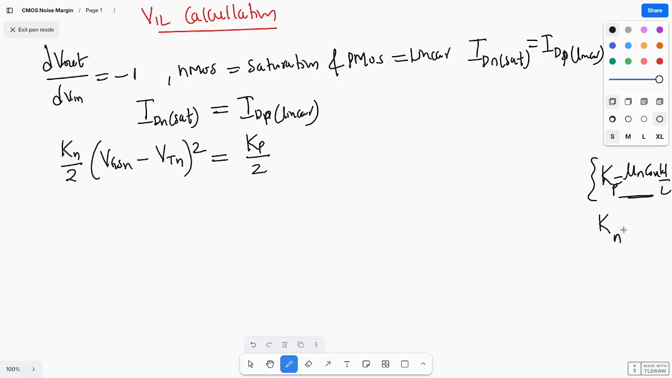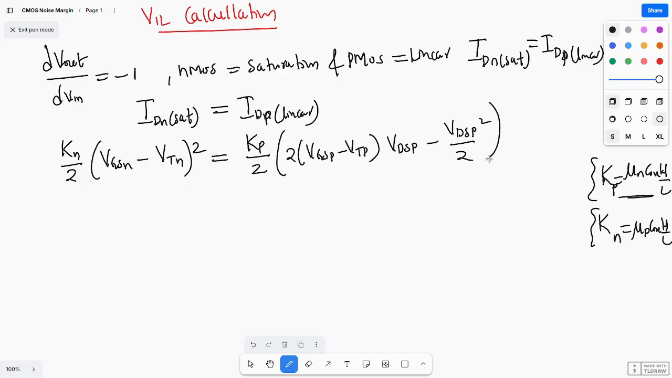And Kp equal to mu P COX W by L. So this is for PMOS. Kp by 2 into 2 into (VGSP minus VTP) into VDSP minus VDSP whole square.